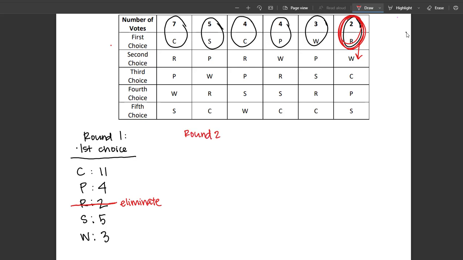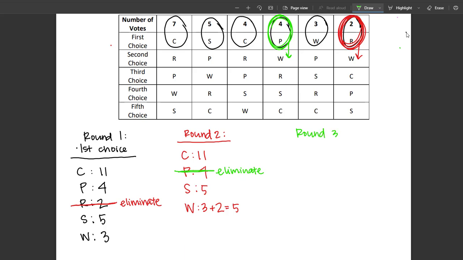So on round 2, Cabaret still has 11. Producers still has 4. Sweeney Todd still has 5. But West Side Story now has 3, plus these 2 votes that we got from Rent. So we have 5. So now our lowest is the Producers. So we're going to eliminate that one. So these 4 votes are going to go down to the next one. So they are going to go to West Side Story.